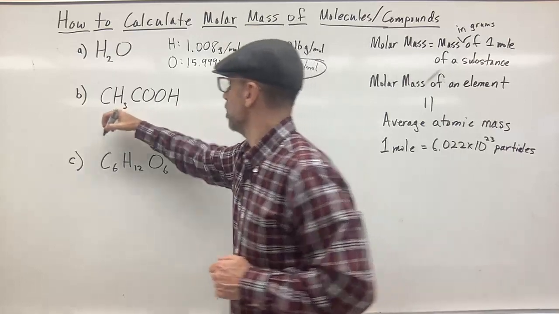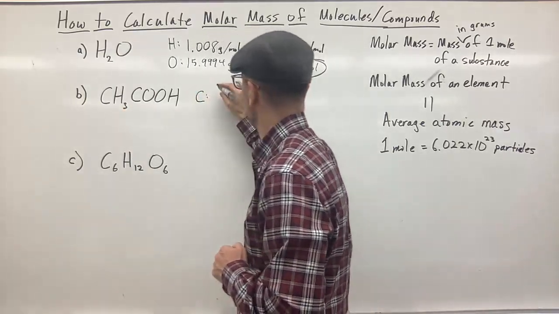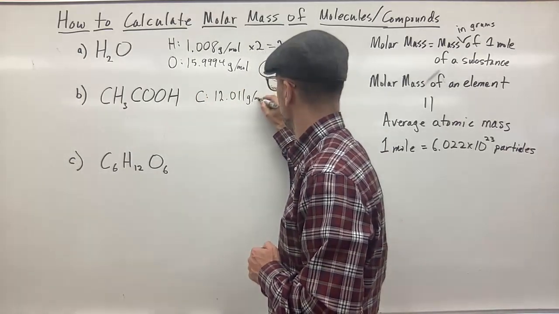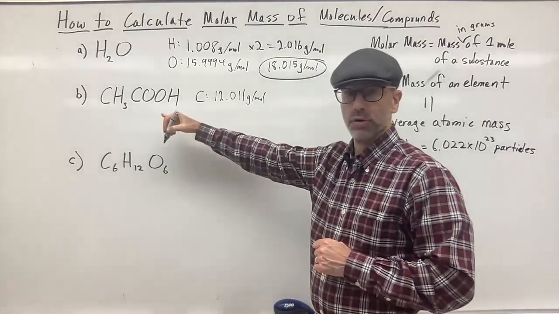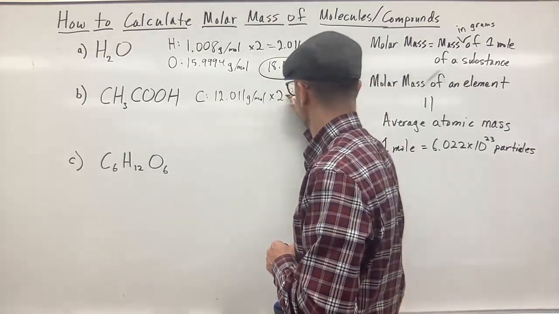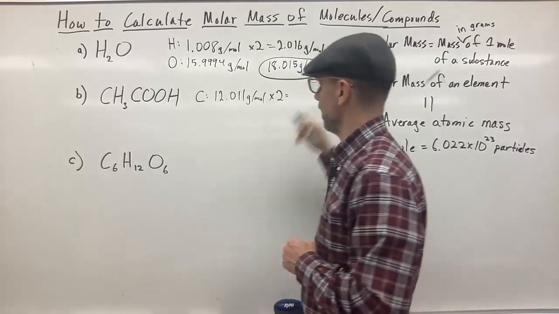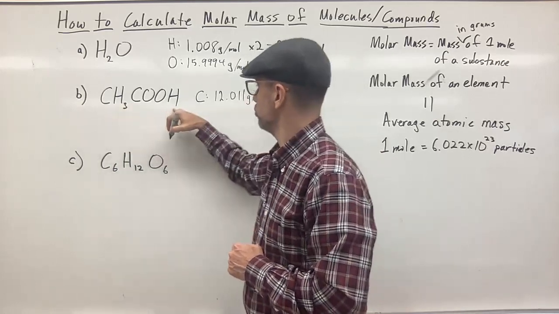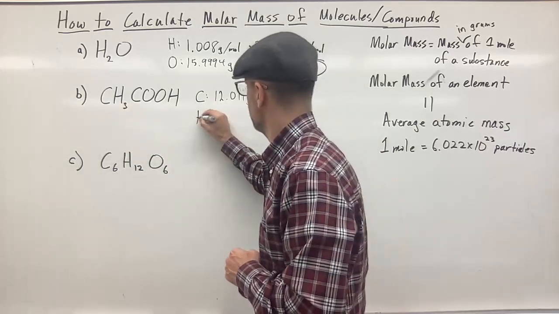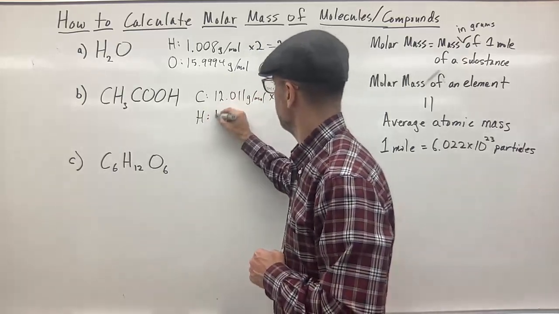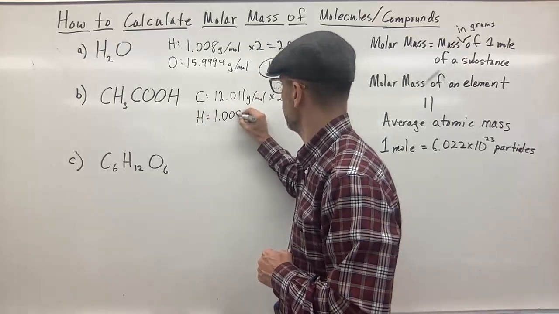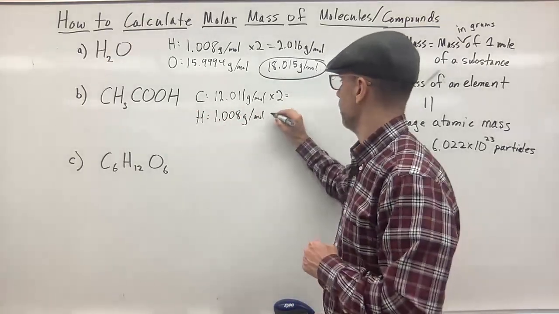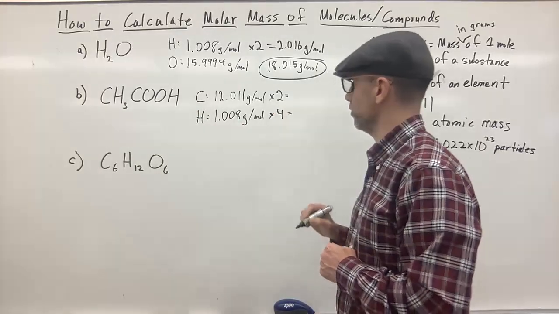So here I have 2 carbons. So carbon, the molar mass of carbon is 12.011 grams per mole. I have 2 of them, so I'm going to have to multiply by 2. And I'll multiply that in a moment. For hydrogen, I have 3 hydrogens plus this one, that's 4 hydrogens. So for hydrogen, again, the molar mass is 1.008 grams per mole. And since I have 4 of them, I'm going to have to multiply that by 4, and I'll get some number.